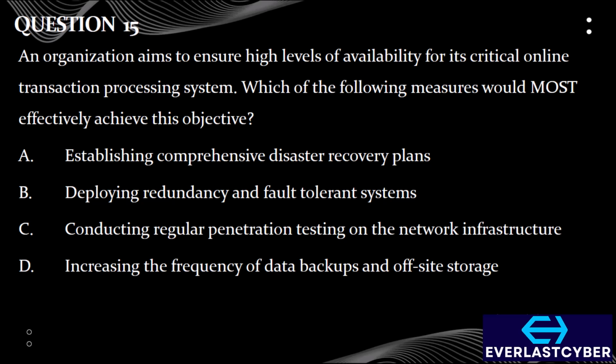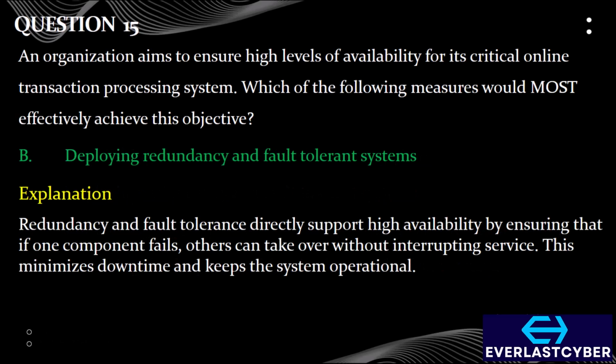Conducting regular penetration testing is important, but it doesn't give availability. It only identifies vulnerabilities in the system or the network. Increasing the frequency of data backups is important for data recovery. However, it doesn't prevent system downtime. So the most effective measure to achieve the objective of the organization to ensure high levels of availability is option B, deploying redundancy and fault-tolerant systems. This minimizes downtime and it keeps the system operational.